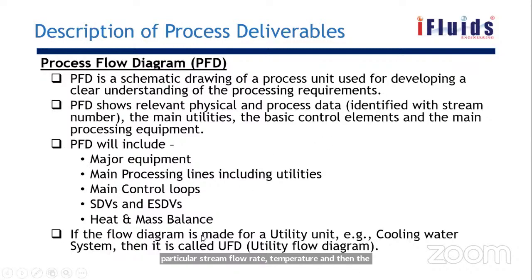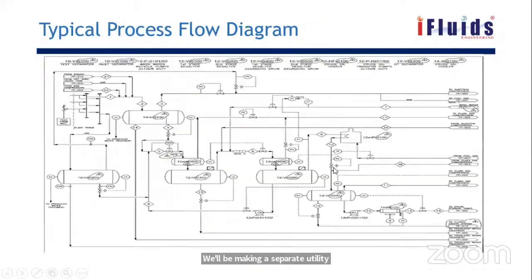And then for the utilities, there is a utility flow diagram similarly. So say we'll be having heating, there will be steam in the plant, and for cooling, there will be cooling water. For that, we'll be making a separate utility flow diagram, similar to the process flow diagram. And this is a typical process flow diagram.